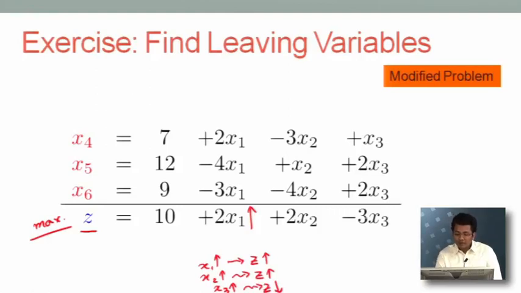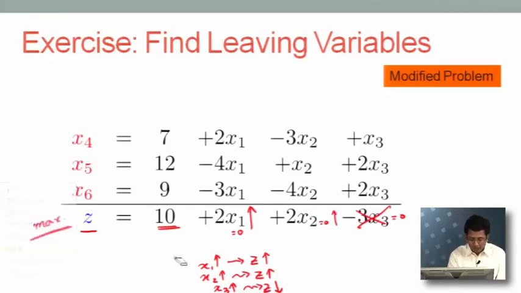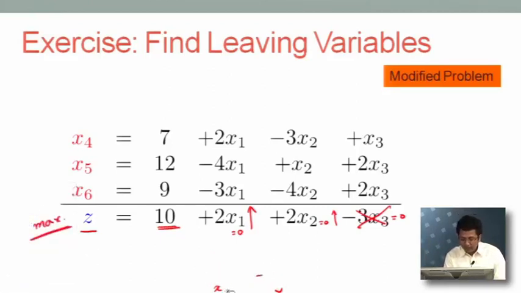So x3 cannot be an entering variable. These are currently at 0, so the only thing you can do is increase them, and trying to increase them should also increase z, because our goal is to maximize z. It's currently at 10, but we want to go higher. Therefore I would like to increase x1 or x2.